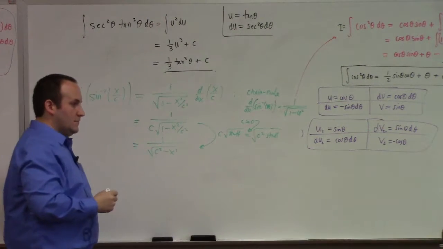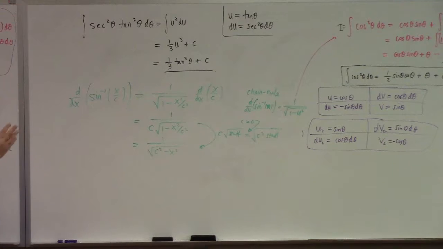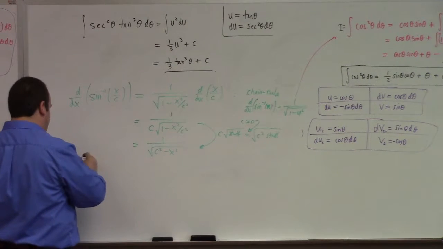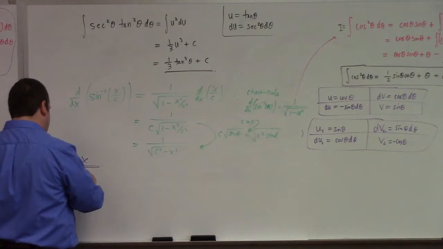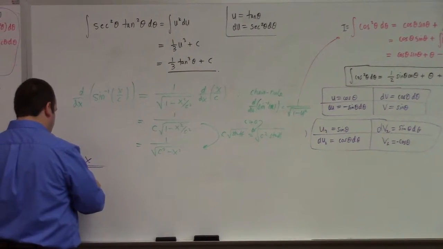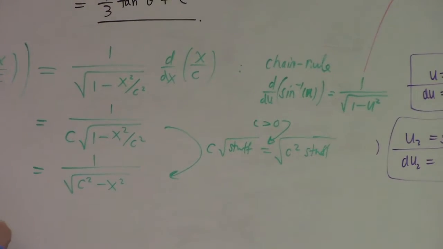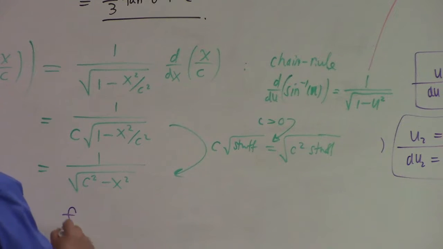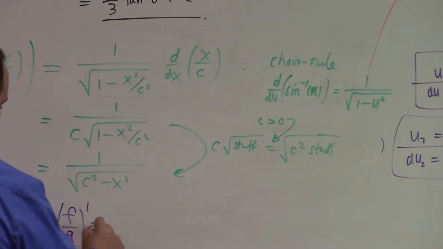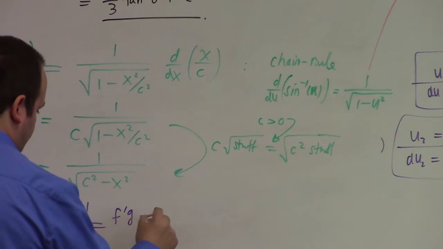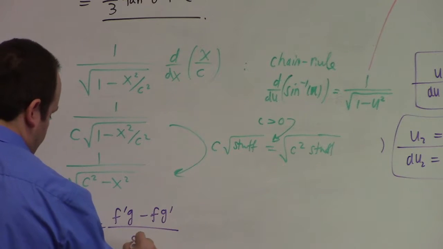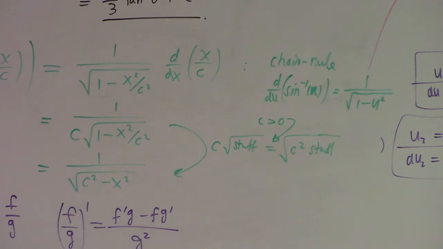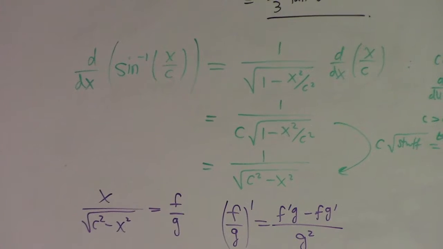And that's pretty nice, because when you differentiate the first term in that problem, by the quotient rule, right? The other one was x over the square root of c squared minus x squared. So think of this as f over g. The derivative of that is f prime g minus f g prime over g squared. And that's pretty much it. Just add them together and see if you can simplify.